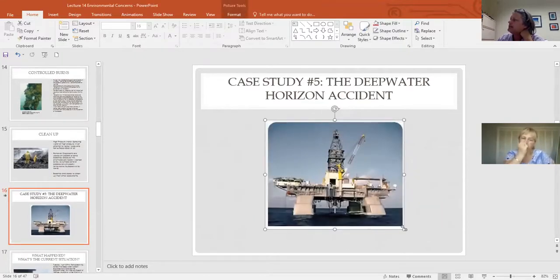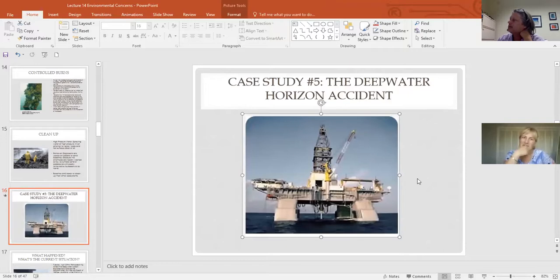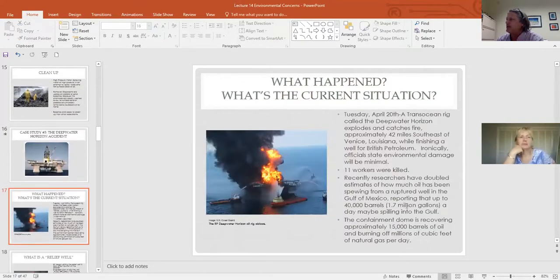Now, the Gulf Horizon accident, here's the Gulf Horizon, is the most famous. Happened in the Gulf off Mexico, as you can see. April 20th, BP, British Petroleum. Explosion, caught fire. Initial report said the environmental damage will be minimal. 11 workers were killed. And 1.7 million gallons a day were spewing into the Gulf.